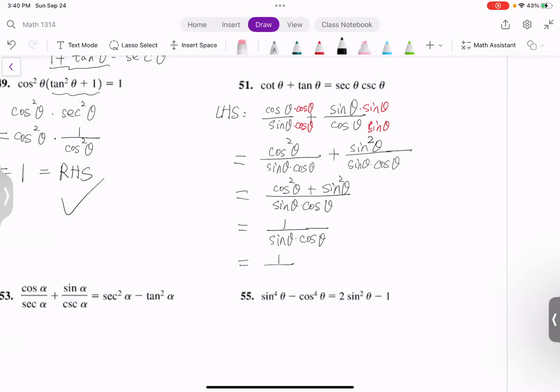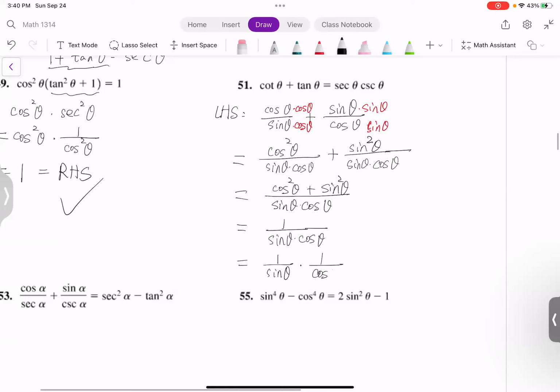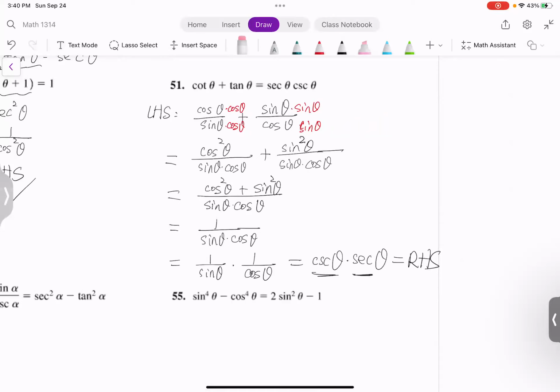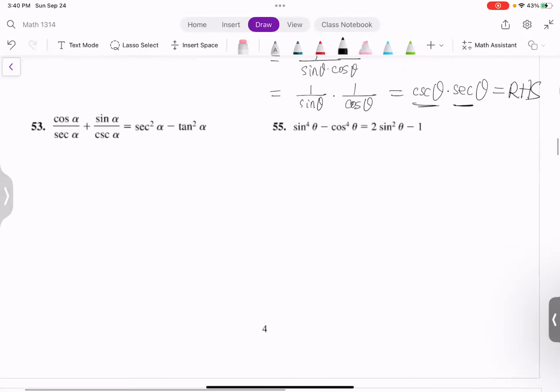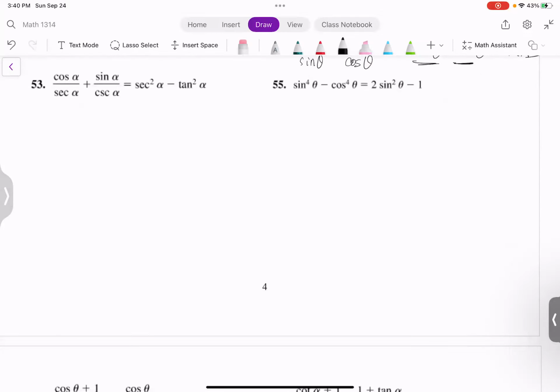So I can separate the sine and cosine. We get 1 over sine theta times 1 over cosine theta. And 1 over sine theta is cosecant theta, and 1 over cosine theta is secant theta. Is this my right-hand side? Yes, it is. Cosecant times secant, secant times cosecant, they are exactly the same. That means I proved that this is an identity. You can also try from the right-hand side to the left-hand side, and you have the same solution to prove the identity.